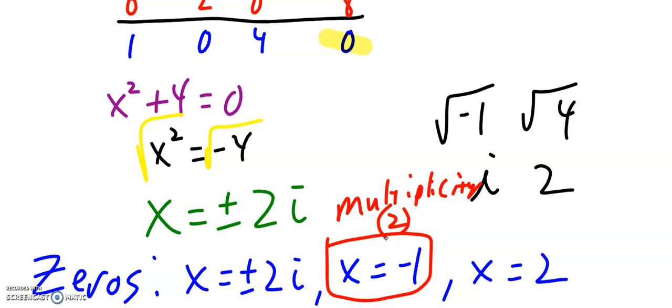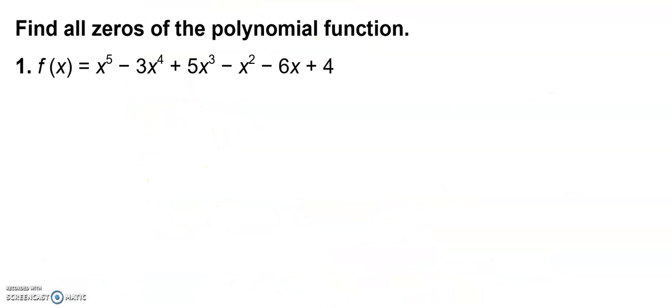This one has a multiplicity of 2. So we found 5 zeros because 2i, negative 2i, negative 1, and positive 2 are the zeros. All right, that was a lot of work. Hopefully not overly difficult though.